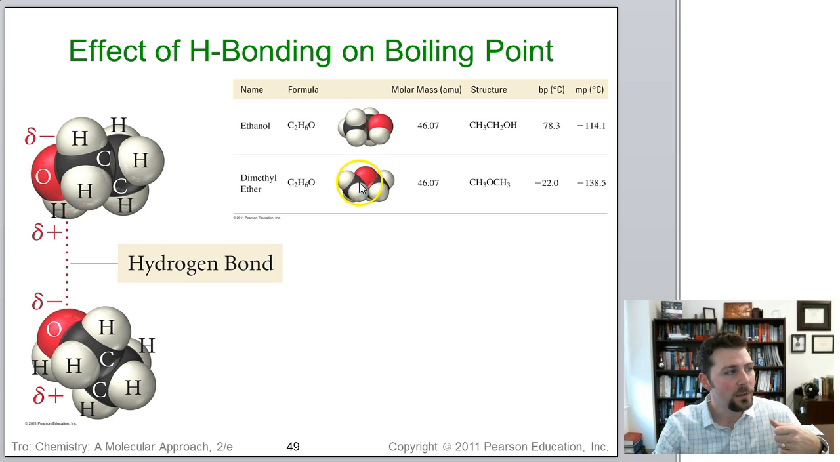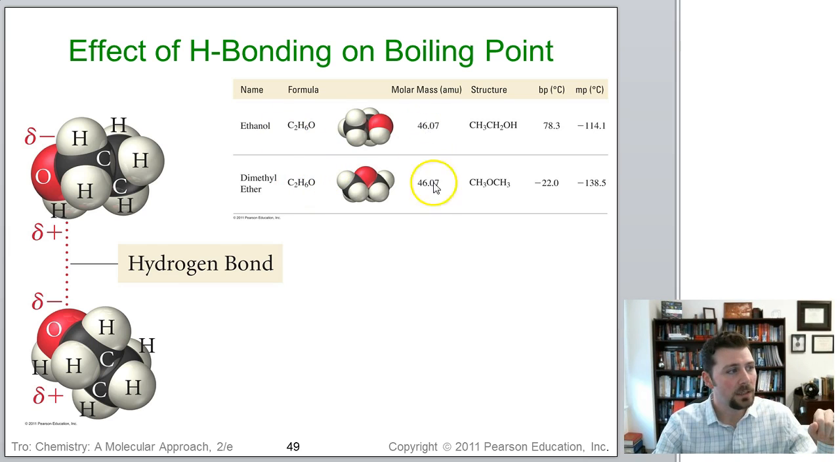And in dimethyl ether, we've got a carbon attached to the oxygen attached to another carbon. So even though there are hydrogens present, they're not directly connected to a NOF, or to oxygen in this case. And so dimethyl ether does not undergo hydrogen bonding. Okay? So ethanol does, dimethyl ether does not.